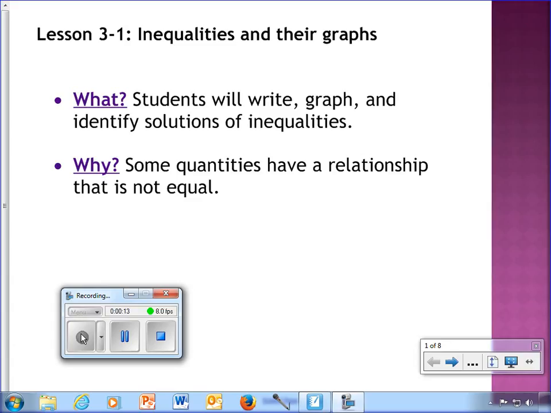Our objective today is that you will be able to write, graph, and identify solutions of inequalities. And the reason that we study inequalities is because we do have some quantities that have a relationship that is not equal.